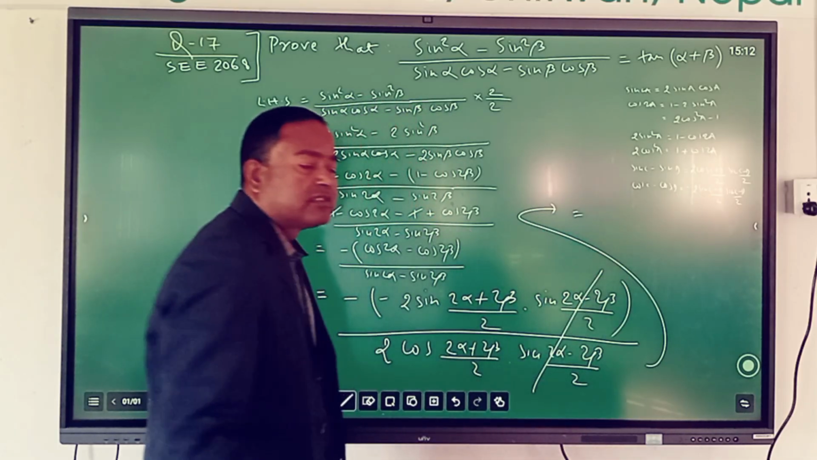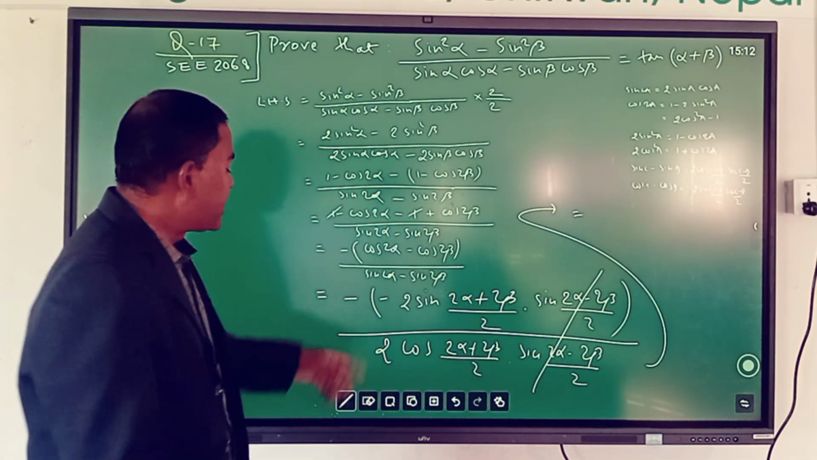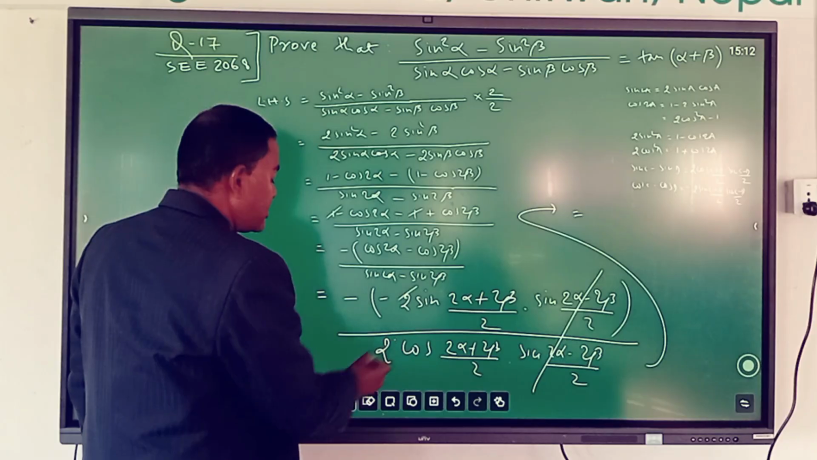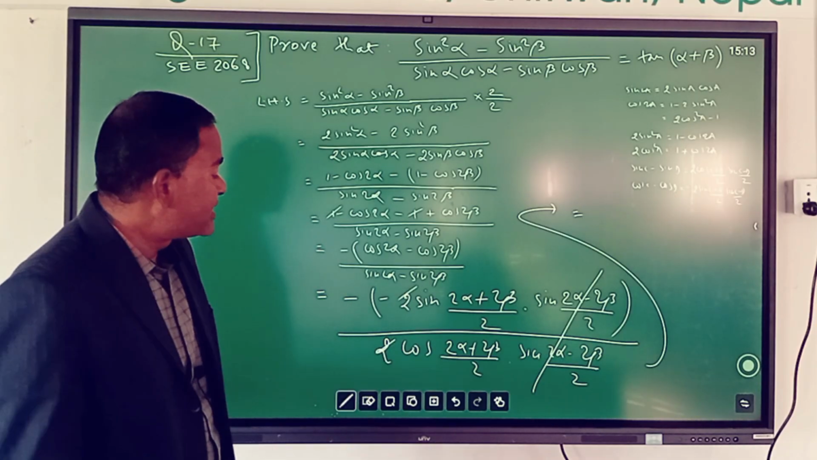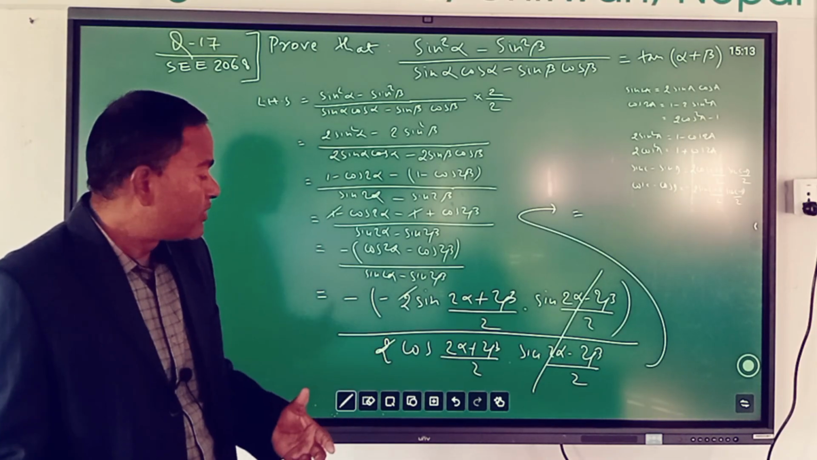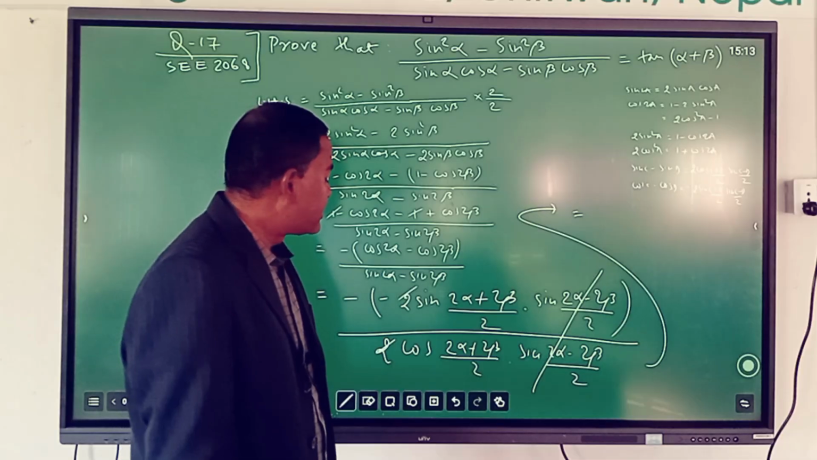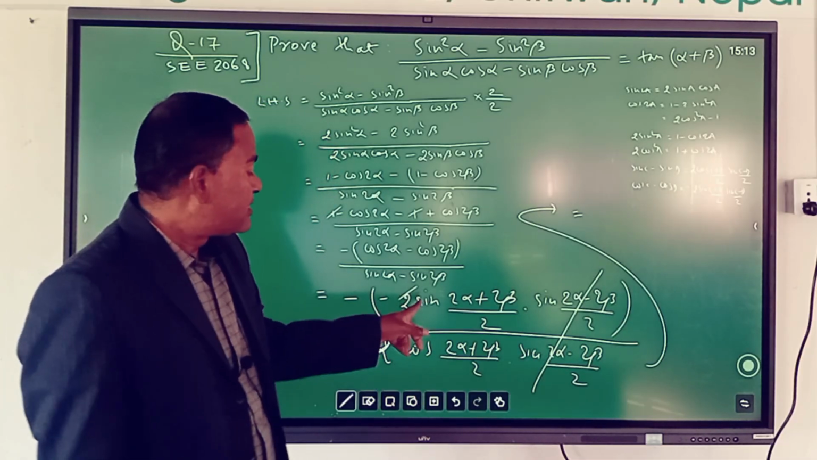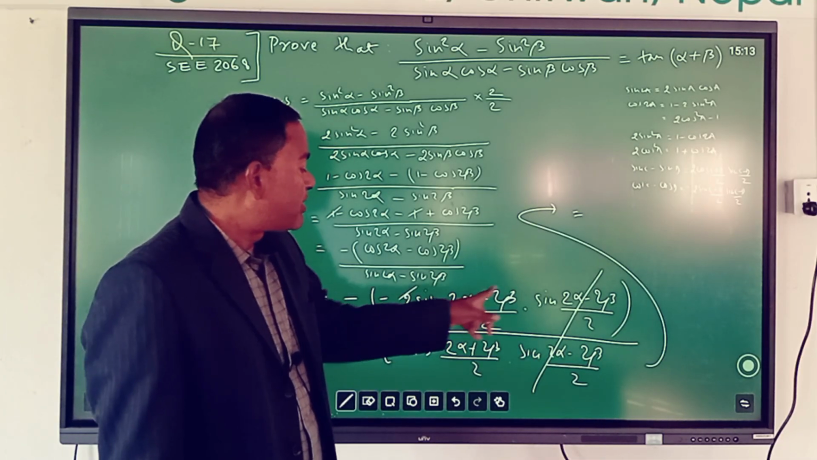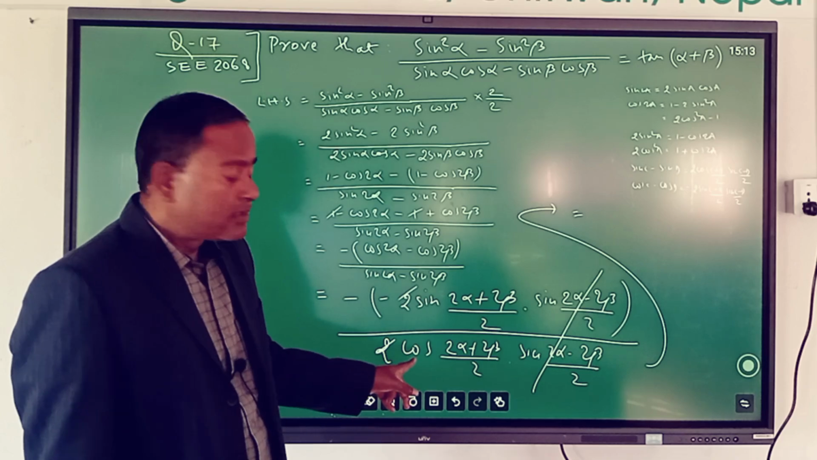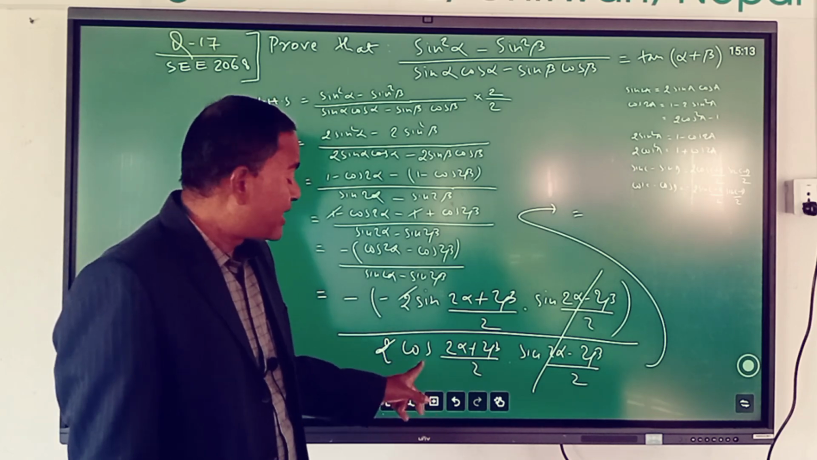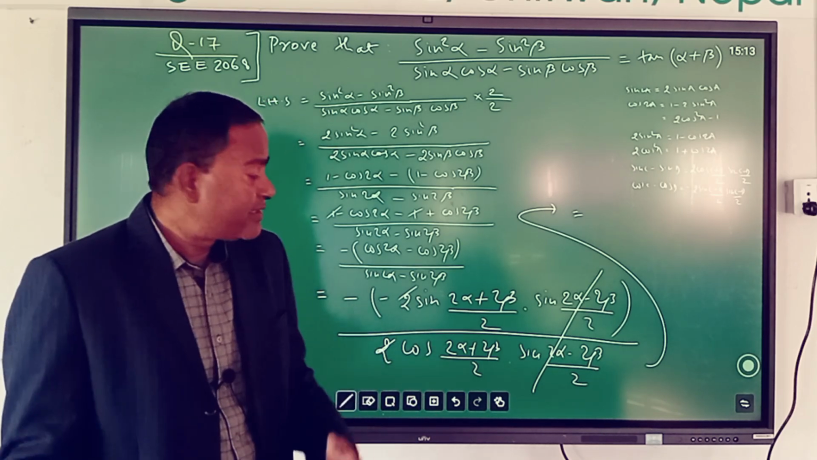So now this is the last step. Minus minus will become plus, and 2 they are same, so we can cancel. 2 divided by 2 we get 1, that means they will cancel each other. Now the remaining terms are sin (2alpha plus 2beta) divided by 2, and in the denominator we have cos (2alpha plus 2beta) divided by 2.